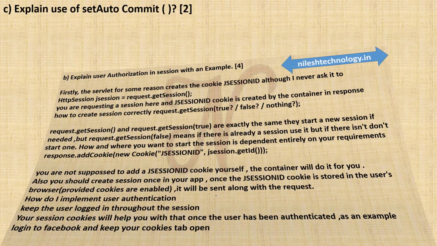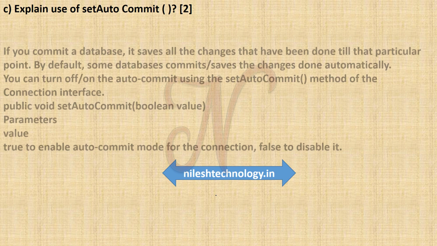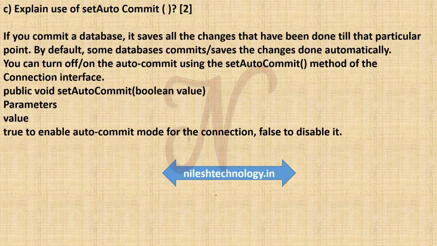So my next question is that explain the use of setAutoCommit. It is like a normal commit function. So see here, if you commit a database, then it saves all the changes that have been done up to that particular point. Okay, so you can turn the auto commit off or on using the setAutoCommit method of the Connection interface. Okay, so this is your method public void setAutoCommit, parameter value. Okay, so value to enable auto commit mode, true or false. This is the 2 mark question.